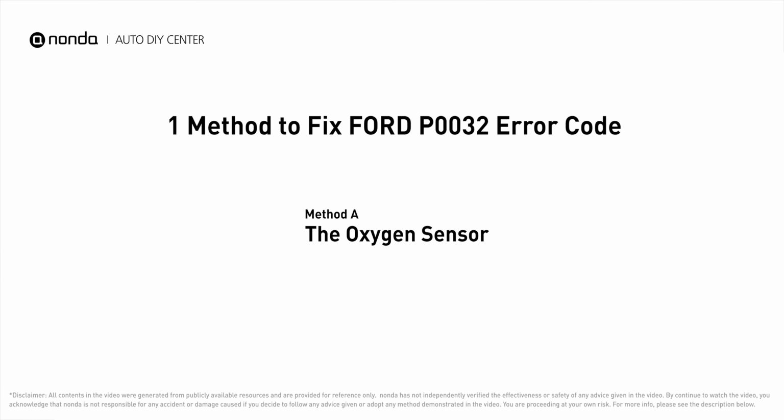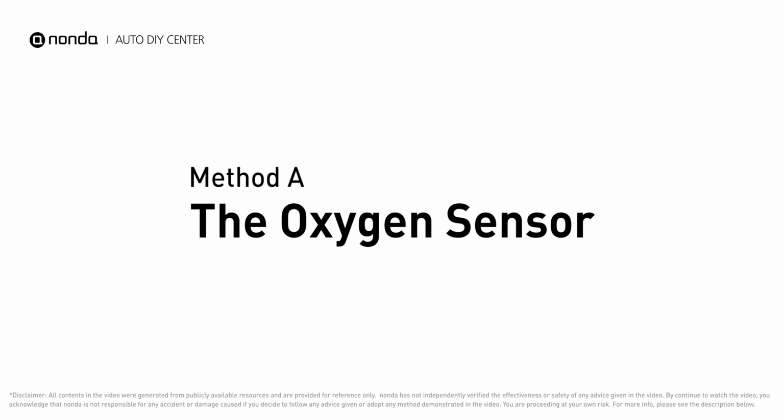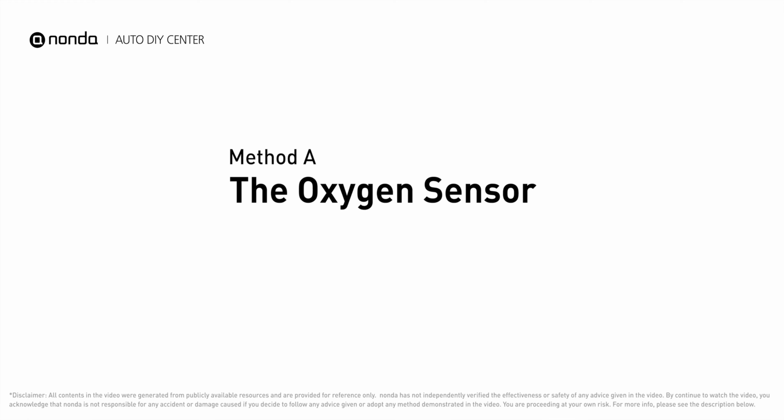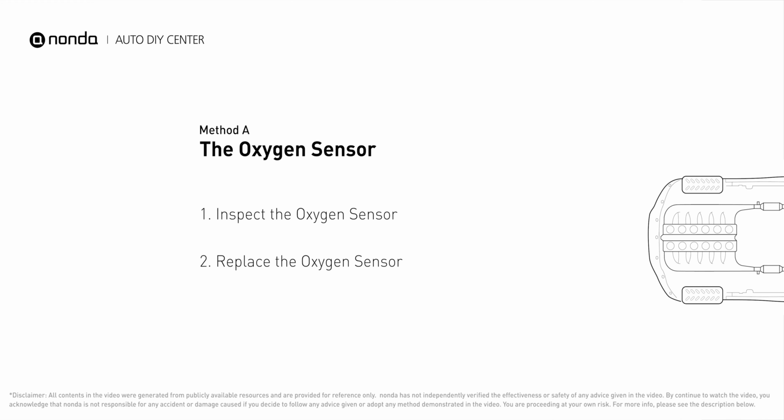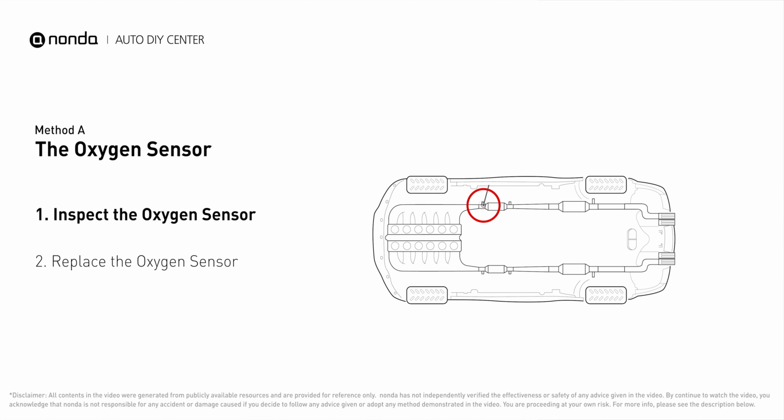Here are one of the most practical solutions to fix Ford's P0032 error code. Method A, the oxygen sensor. This oxygen sensor is located right before the catalytic converter. Bank 1 is on the side with the cylinder number 1. Sensor number 1 is usually the one in the exhaust manifold.